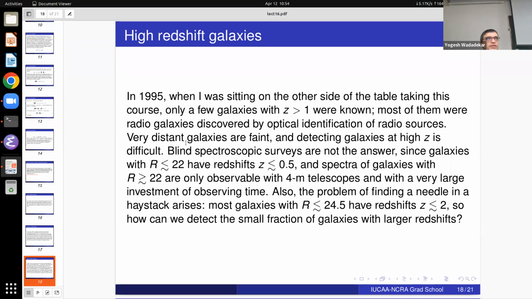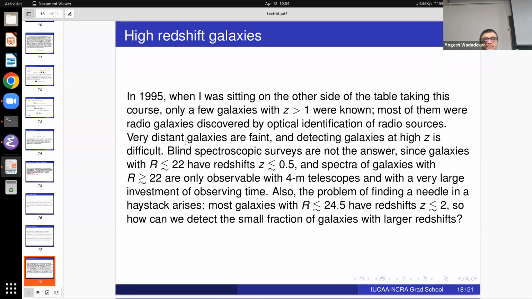Okay, so now, as I said, we have looked only at low redshift galaxies so far. Let's now look at high redshift galaxies. In 1995, when I was taking this course, or an earlier variant of this one, only a few galaxies with redshift greater than 1 were known. Most of them were radio galaxies, which were discovered by optical identification of radio sources.